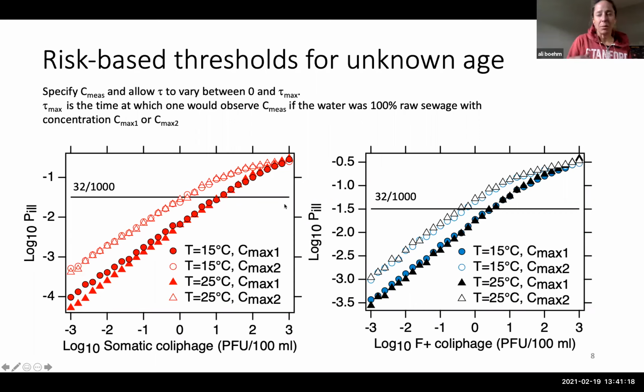If we apply that approach and model what the probability of illness will be, the results are shown here. We have probability of illness, log 10 transformed, versus the log 10 transformed concentration of somatic coliphage and F plus coliphage for different scenarios: different temperatures and different assumptions about the maximum concentration of coliphage in sewage. Where these lines cross 32 out of 1,000 is the risk-based threshold for those different scenarios, which I'm going to summarize on the next slide.